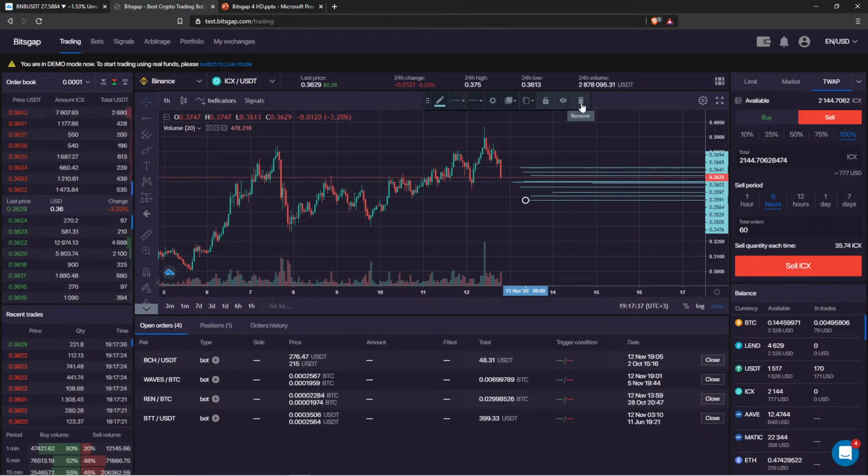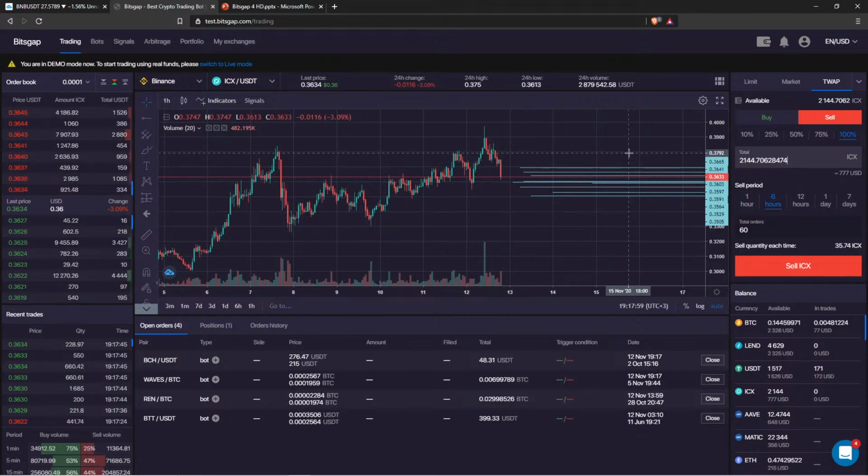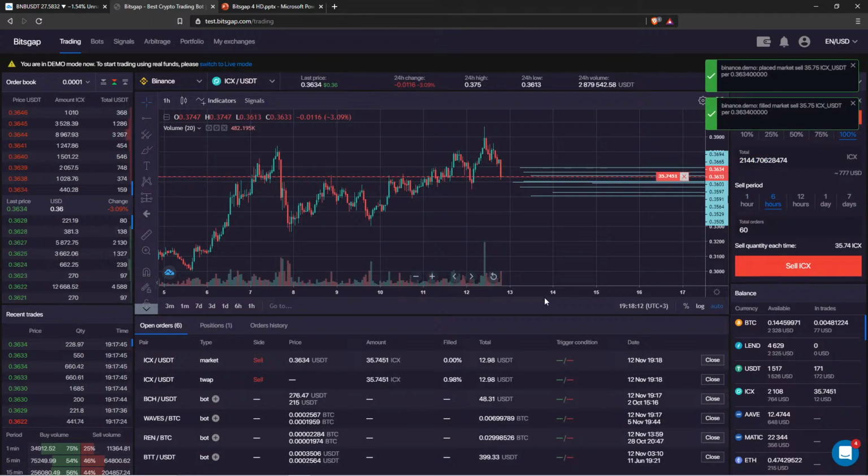So this tool is very useful, especially for those traders who possess unpopular cryptocurrencies that are very illiquid, but you want to get rid of this crypto without significantly affecting the market and selling it at the highest possible price without a significant downward effect. So using TVAP, let's actually demonstrate, sell icons, and here we go.